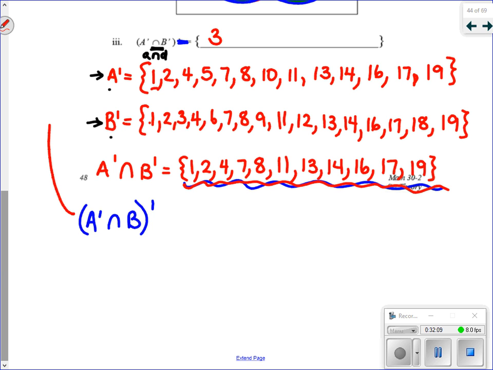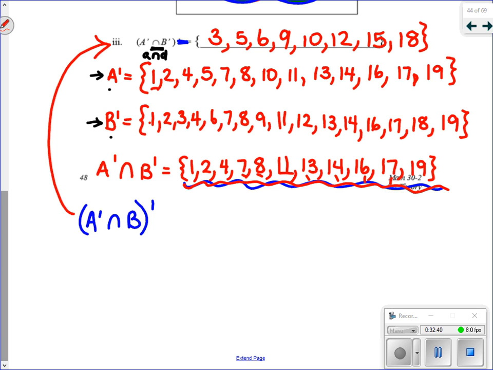I'm writing it up here where it gave us space to write it. Okay, so 1, 2, 3, 4, 5, 6, then we have 7, 8, 9, 10, we have 11, 12, 13, 14, 15, 16, 17, 18. And that would be our final answer: 3, 5, 6, 9, 10, 12, 15, and 18.